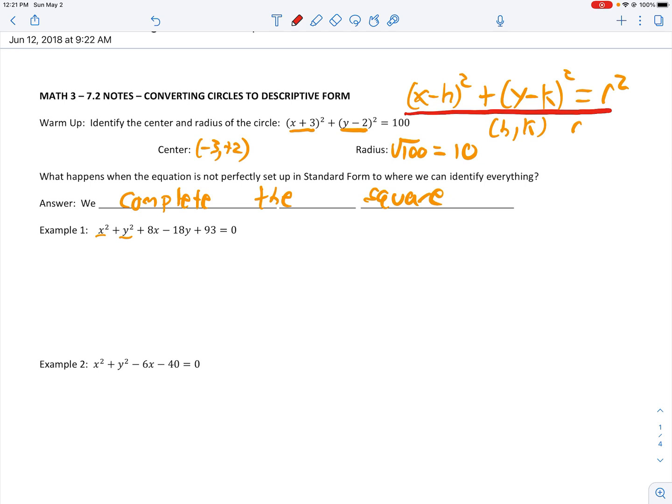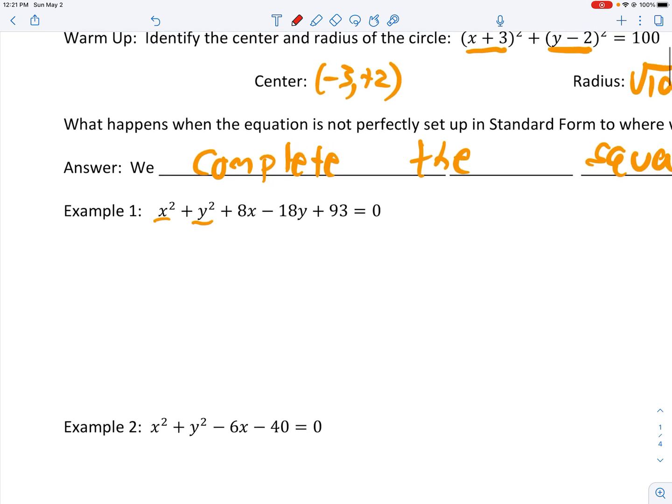So notice that has two perfect squares. We are going to make perfect squares by completing the square. We're going to make perfect square binomials, so we might have to do it twice.